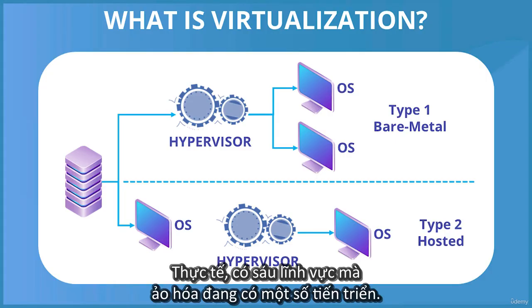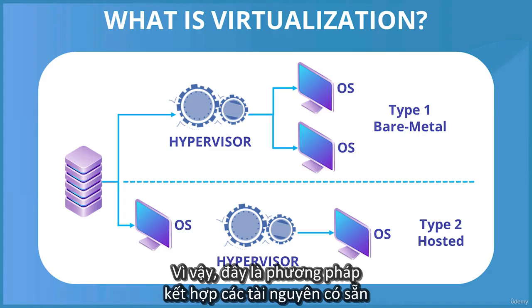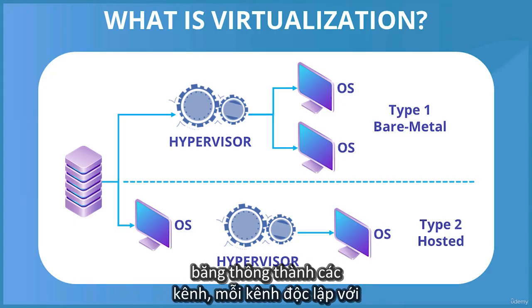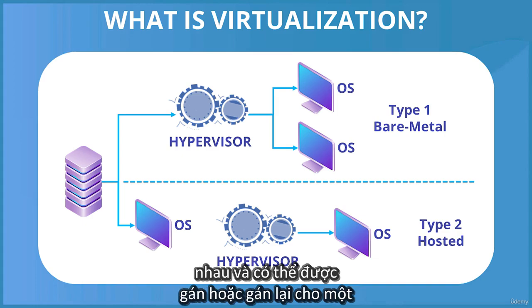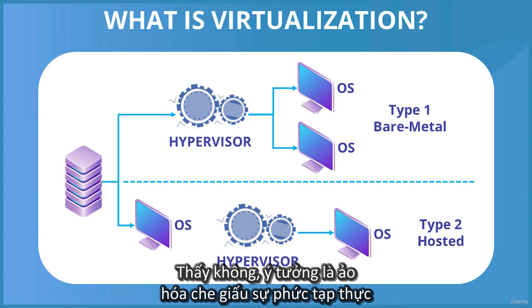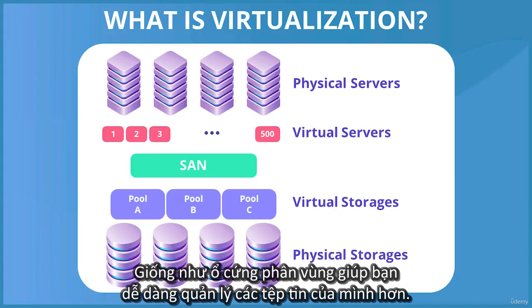Indeed, there are 6 areas of IT where virtualization is making some headway. Network virtualization. So, this is that method of combining the available resources in a network by splitting up the available bandwidth into channels, each of which is independent from the others and can be assigned or reassigned to a particular server or device. Get this, in real time. See, the idea is that virtualization disguises the true complexity of the network by separating it into manageable parts, much like your partitioned hard drive makes it easier to manage your files.